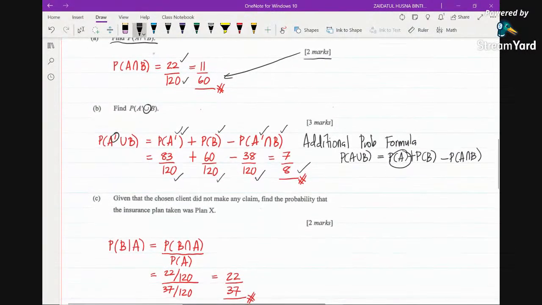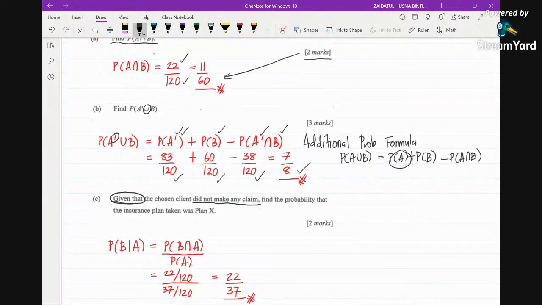Now the question says, given that the chosen client did not make any claim. Given that means this event has happened. Did not make any claim, so this event has already happened. If you recall, if you refer to the table, the event where the customer did not make any claim is represented by letter A, right? No claim being made, so letter A. So if the client did not make any claim, it is provided that A has happened. So this A has happened.